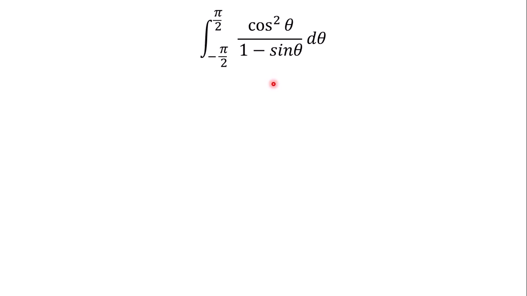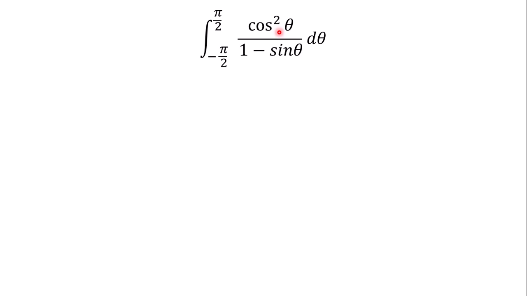Now cos theta squared divided by 1 minus sine theta, d theta. When we look at cos theta squared, can you make a substitution from here? Maybe u is equal to this, then you differentiate. When you differentiate, some of the theta will still be left, and what are we going to replace that with, unless we take the inverse of something? So what are we going to do?